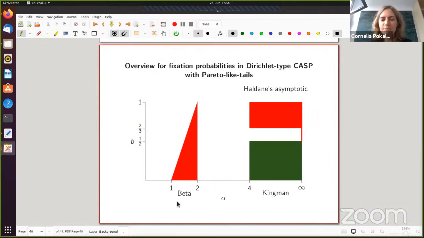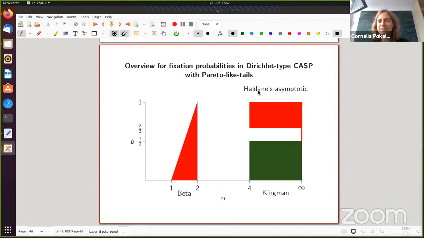And now in the last part, I told you when we have alpha between 1 and 2, then we are in the domain of attraction of the beta coalescent. And if alpha minus 1 is smaller than beta, so in this regime here, we can show also, so we know the asymptotic fixation probability.